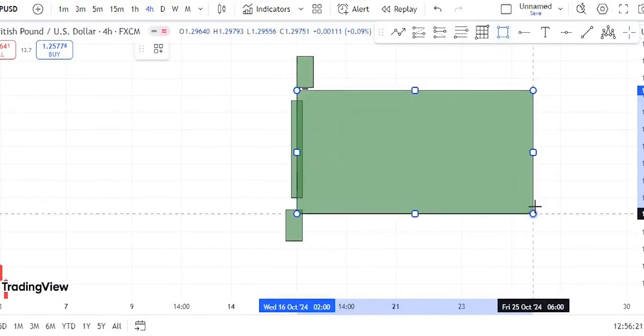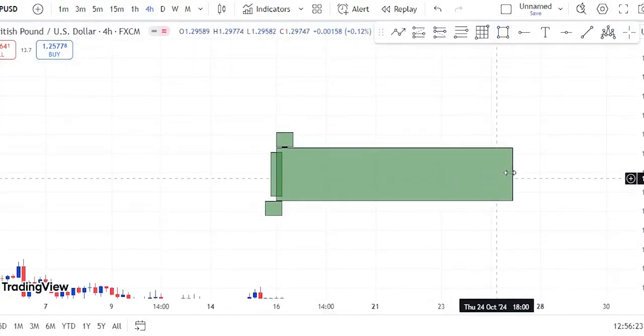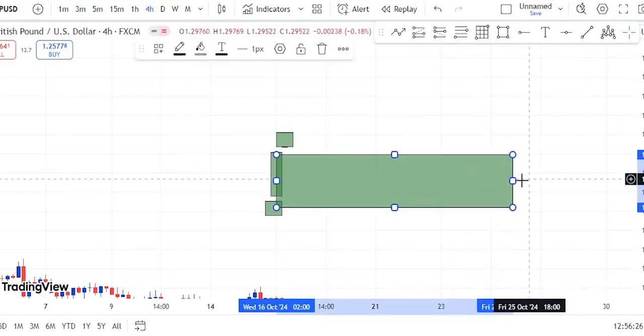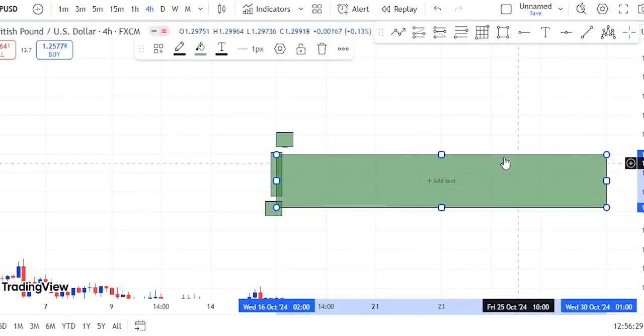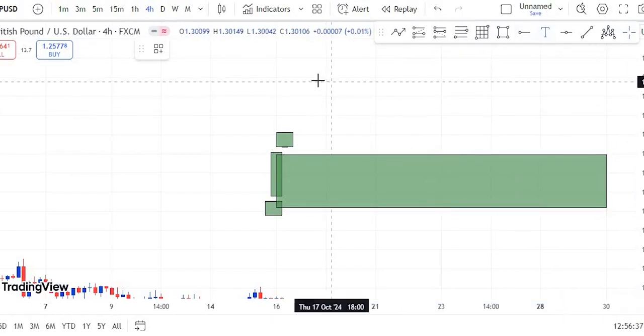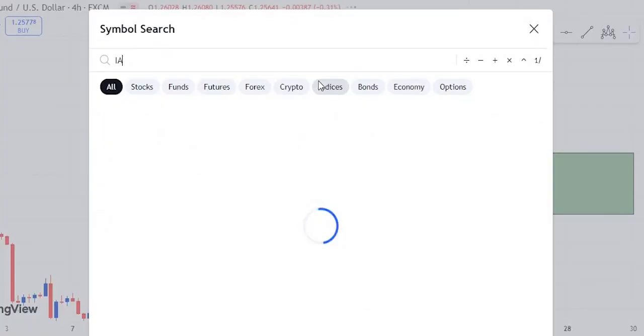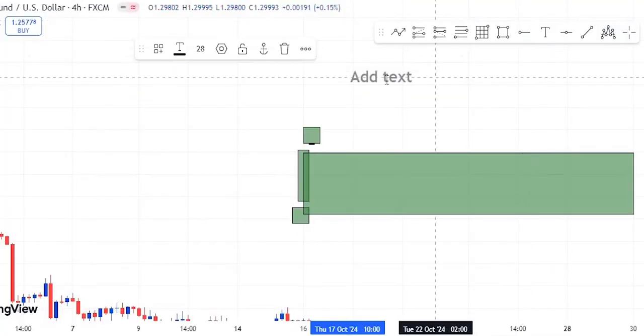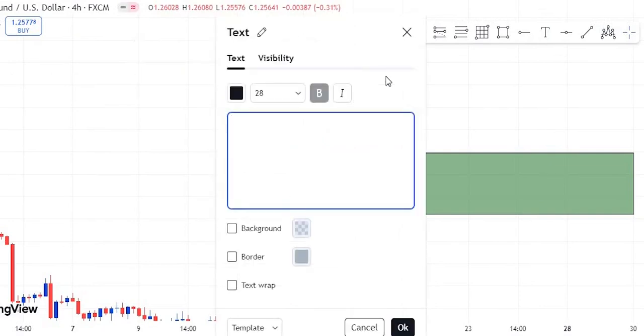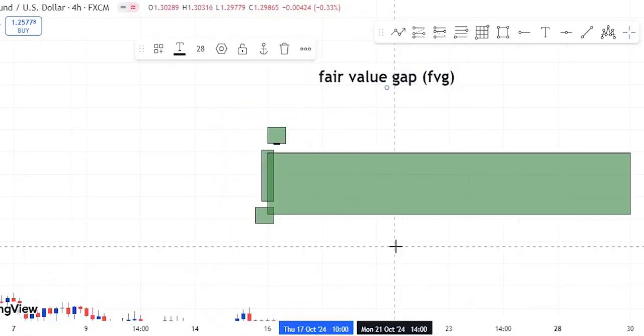The space in between them is what we call the fair value gap, and this causes an imbalance in the market. So these are usually called imbalance or fair value gap. The short form for fair value gap is FVG. If you don't want to type fair value gap in full, you can just use the short form, FVG. So anytime you see FVG, know that it indicates the words fair value gap.